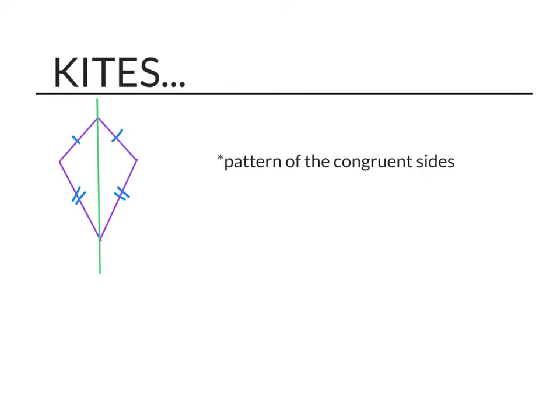Okay, so maybe you're looking at this reflection line thinking, well, what about this angle? What about this angle? And you're right, there are a ton more properties for a kite. But right now, all I need you to do is identify the pattern of how the sides look and which ones are congruent to which ones. That's all we're worried about.